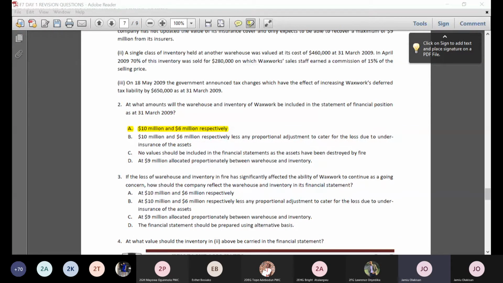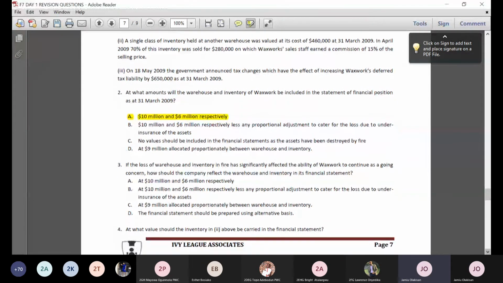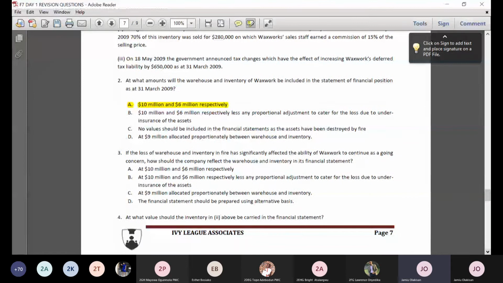As hinted earlier, if the fact that fire has destroyed the asset of this company will prevent this company from operating as a going concern, then despite the fact that the fire occurred after the end of the year, the financial statement should be prepared using alternative basis.